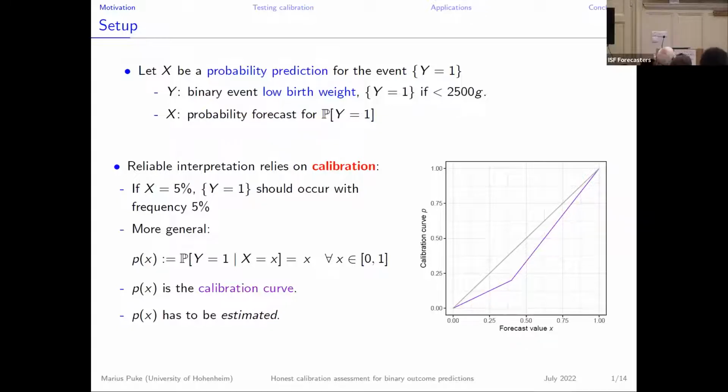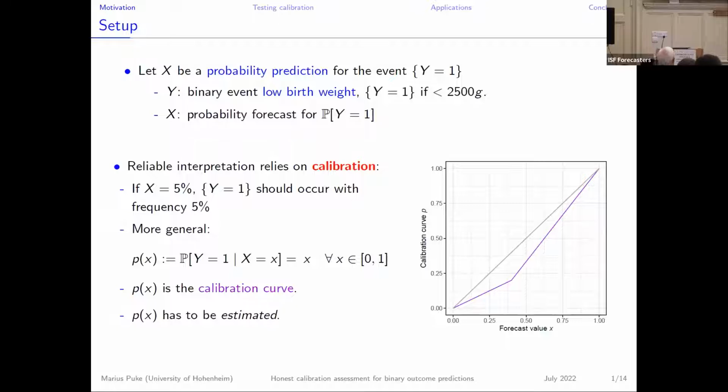When it comes to assessing these predictions, one often follows the notion of calibration. Calibration in this binary world has quite an intuitive meaning. In a sense, the probability prediction that we issue should mean what it says. So essentially, always when we predict a chance for this event of 5%, then this event should also occur with approximately that frequency. And we can generalize this idea into that formula here.